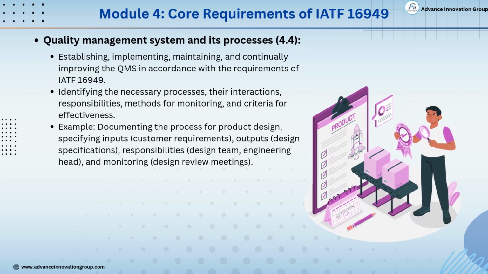Quality Management System and its processes, Clause 4.4. This clause focuses on establishing, implementing, maintaining, and continually improving the quality management system, QMS, according to IATF 16949 requirements. The organization must identify all key processes, define how they interact, assign responsibilities, set monitoring methods, and define criteria to measure effectiveness. Example: let's take product design as a process. The organization should document customer requirements as inputs, define design specifications as outputs, assign responsibility to the design team or engineering head, and plan review meetings to monitor progress.